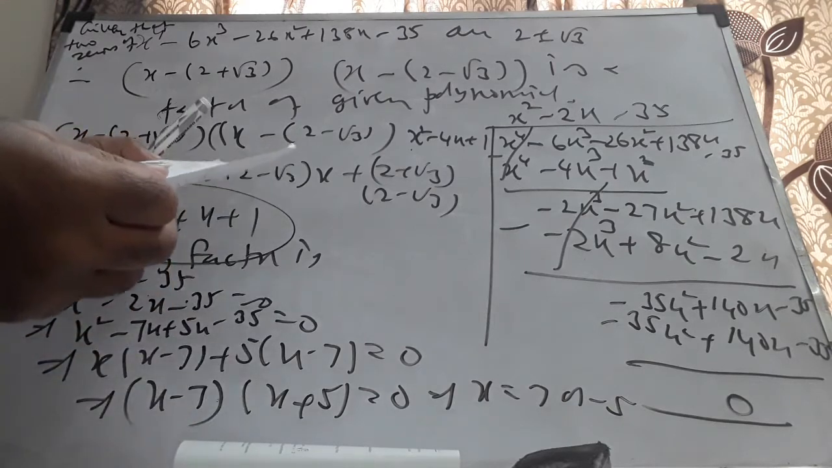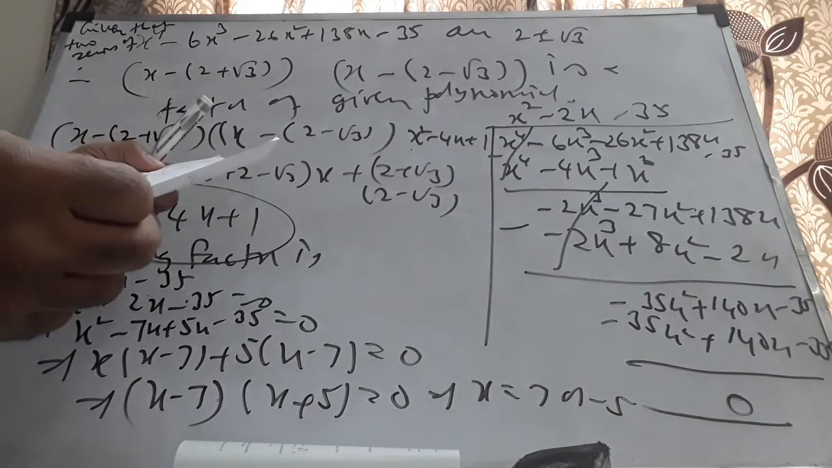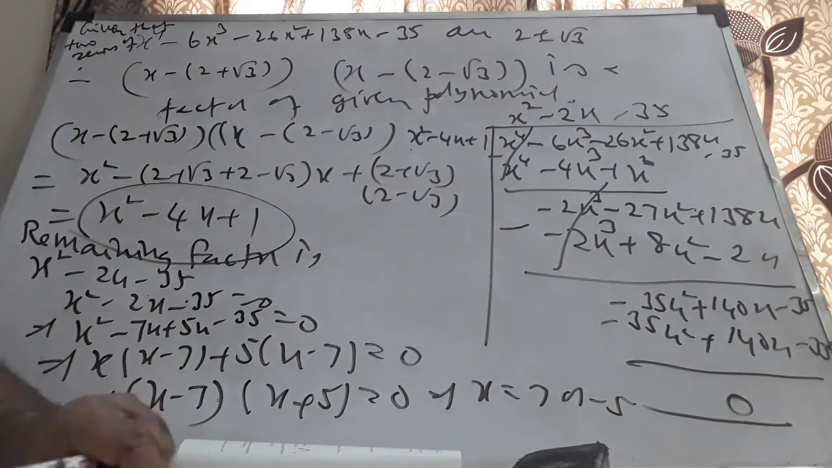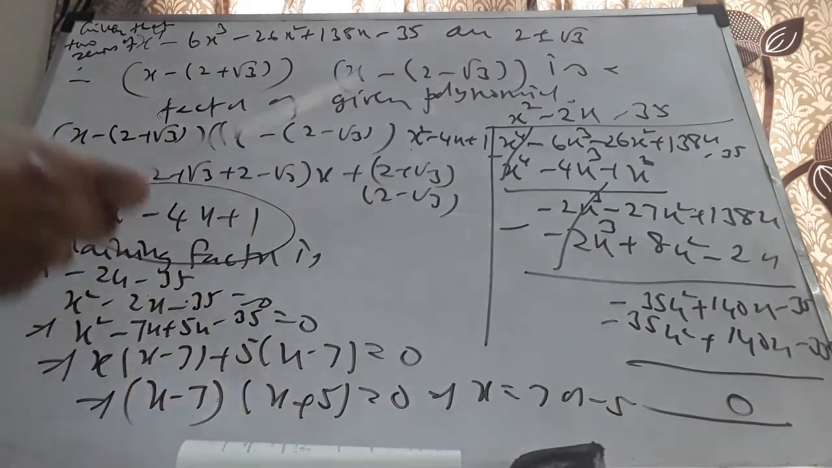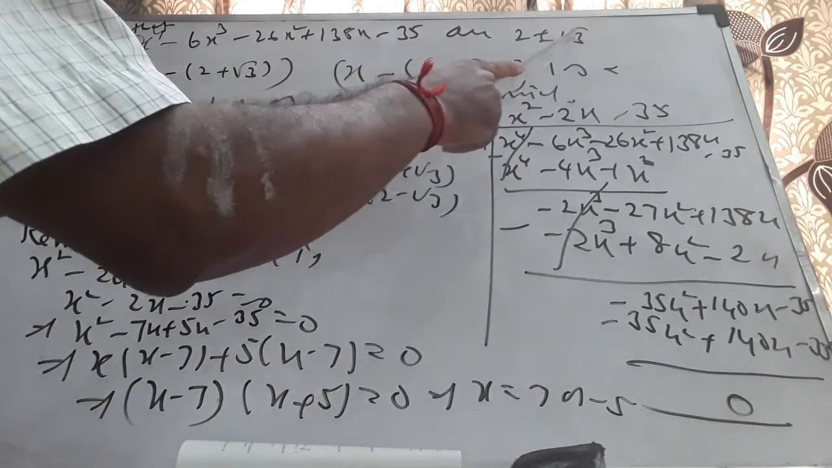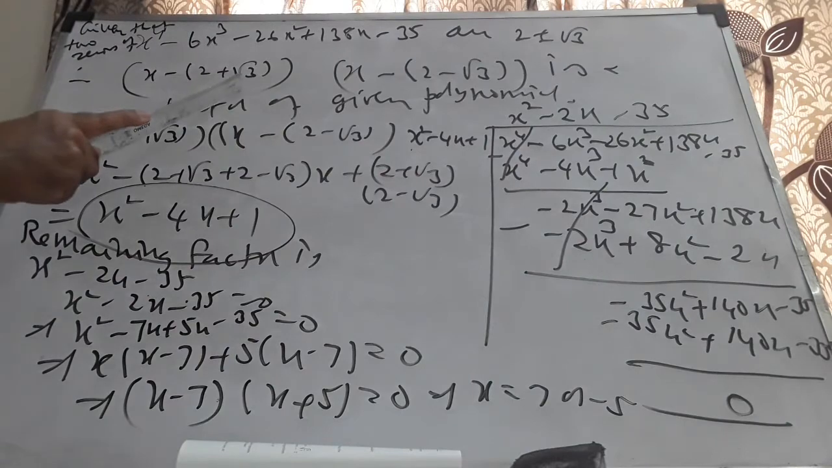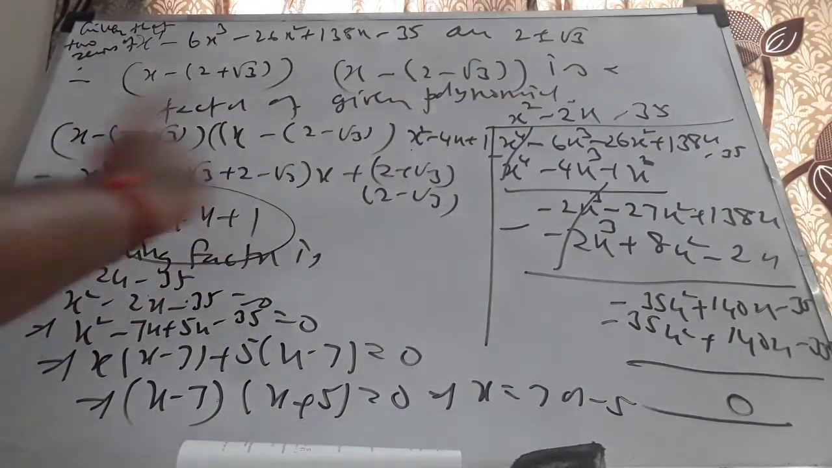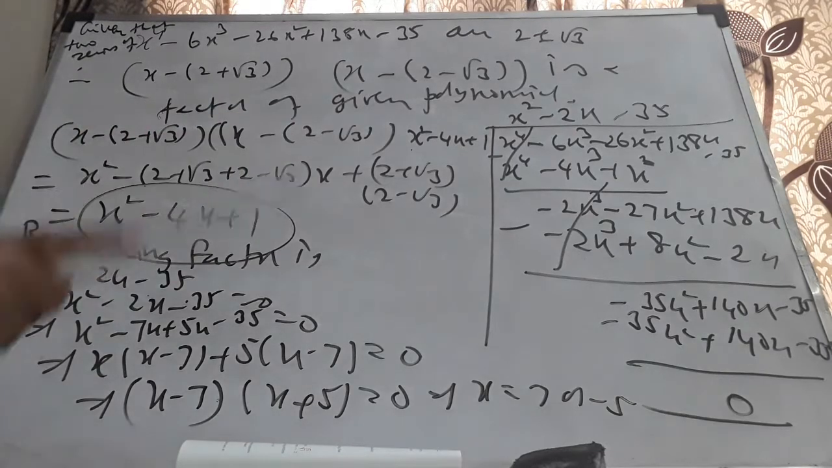I did it as a rough work. Let me just check the answer. 7 comma minus 5. Okay, it is correct. Let me check the whole answer once again. Given that two zeros are 2 plus or minus root 3, x minus (2 plus root 3) and x minus (2 minus root 3) are factors. The product of these two, the quadratic, will be a factor of this polynomial.